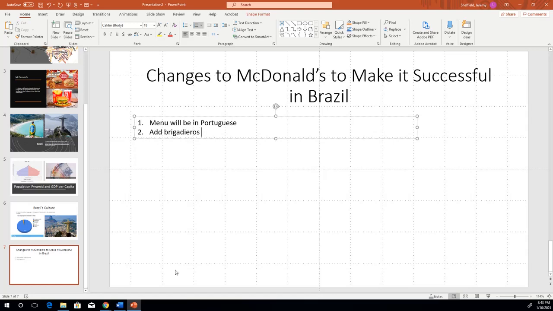Add brigadeiros to the menu as a dessert option. It is a popular food item in Brazil. Okay, I spelled it wrong. It's I or EI. All right. And there was one other.